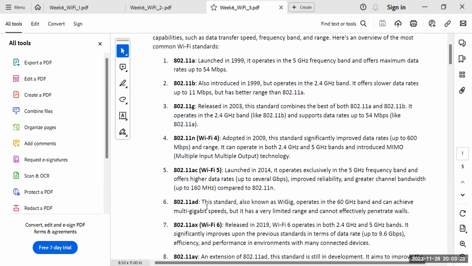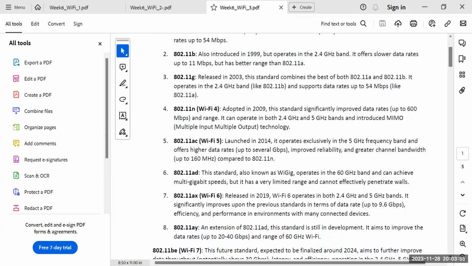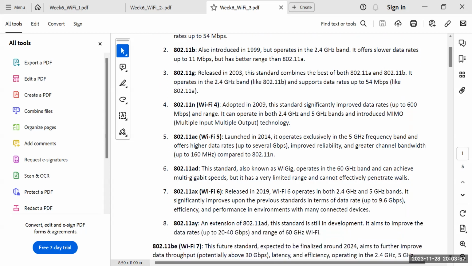There's another standard, 802.11ad. This is also known as WiGig. It operates in the 60 gigahertz band and can achieve multi-gigabit speed, but it has a very limited range and cannot effectively penetrate walls. So this is quite a significant issue. And since there is the issue of through-wall communication, the application of 802.11ad is very limited and confined to only a few applications.